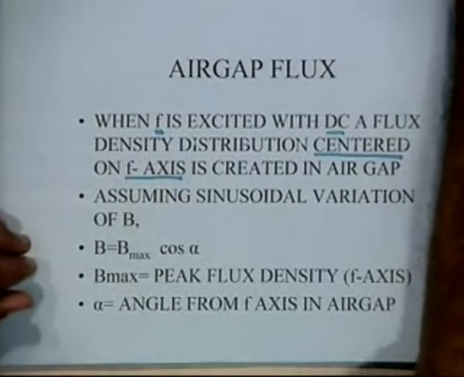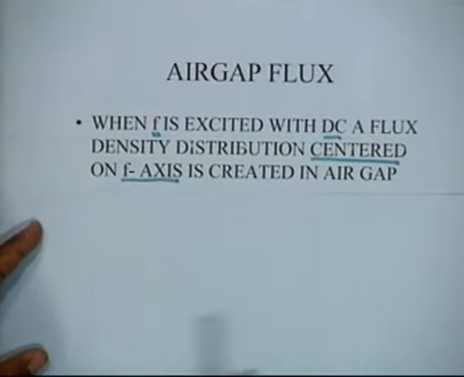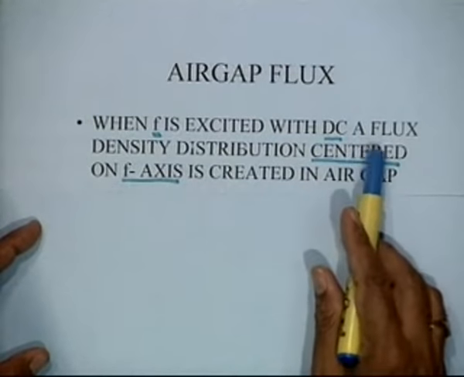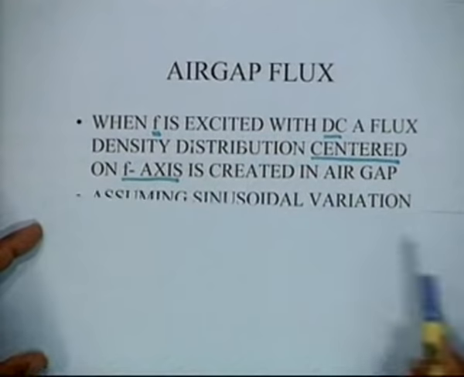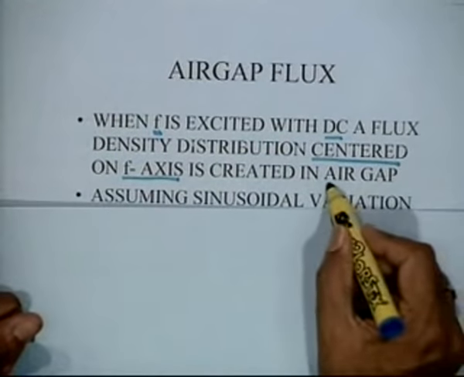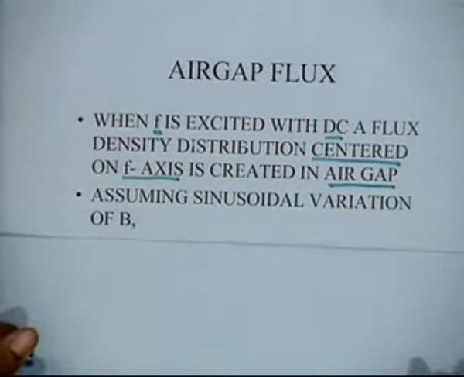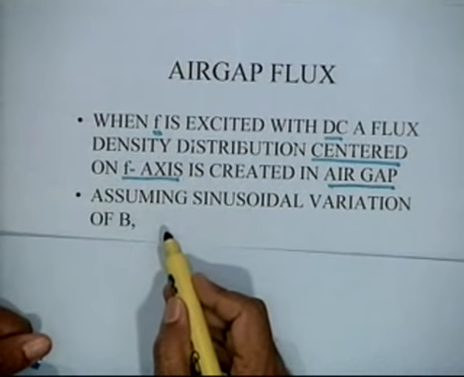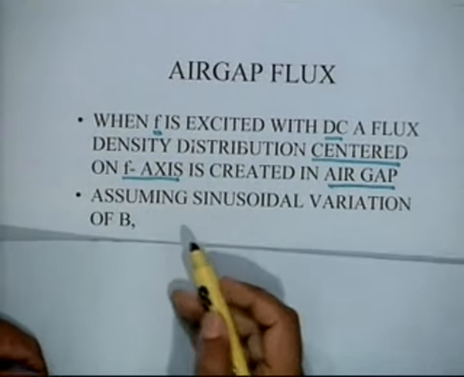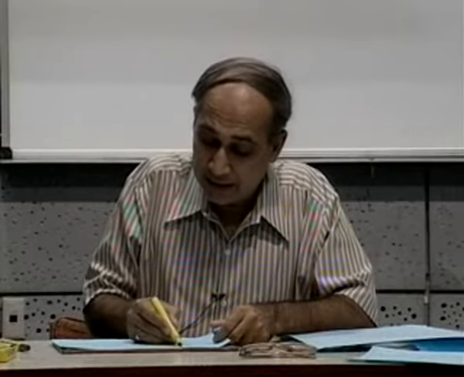That is, when the F winding is excited with DC, a flux density distribution centered on the F axis is created in the air gap. Okay. Next, we assume sinusoidal variation of that B: from 0 to B max it goes sinusoidal, B max to 0 sinusoidal, and so on.